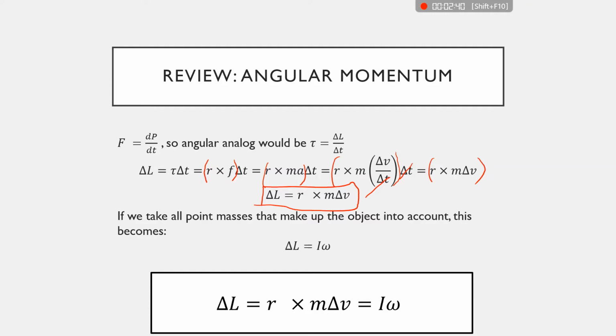If we take all point masses into account, then in angular form our angular momentum is equal to our angular velocity times our moment of inertia. So that gives us two different formulas that we can use for angular momentum. Okay, this is all review, but any questions so far? Nope. Okay, so with that in mind, let's go ahead and try it.